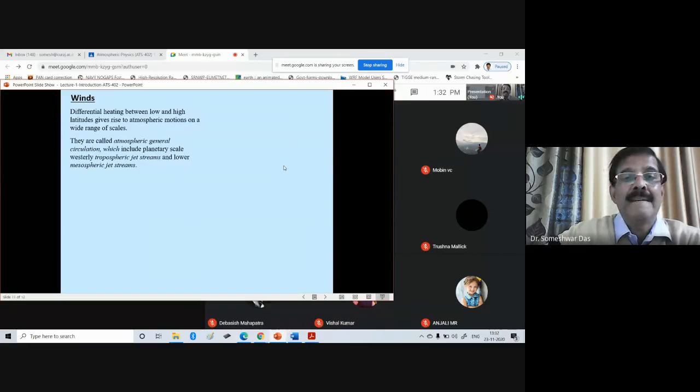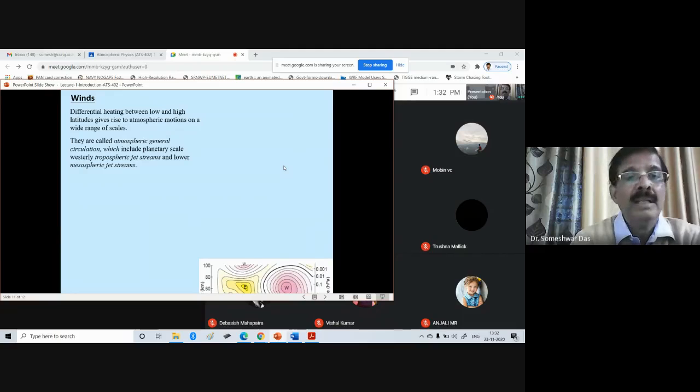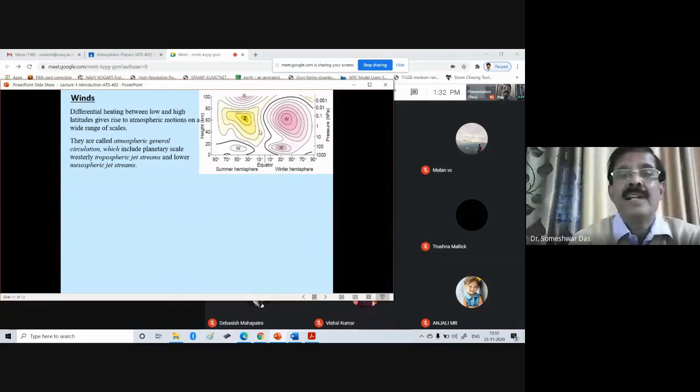We will study more about this in some other course this semester, hopefully. So jet streams are planetary scale. This diagram illustrates the vertical distribution of the wind field from 90 degrees north to 90 degrees south. This is the equator, the center. This is the summer hemisphere, and this is the winter hemisphere. The y-axis is the height: 0 kilometers, 10 kilometers, and so on up to 100 kilometers.